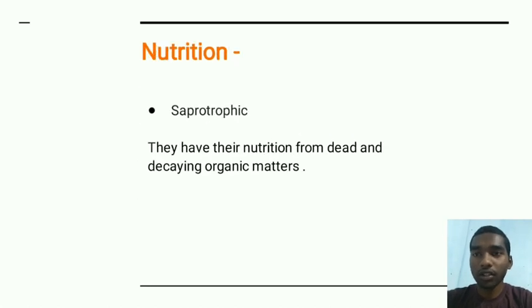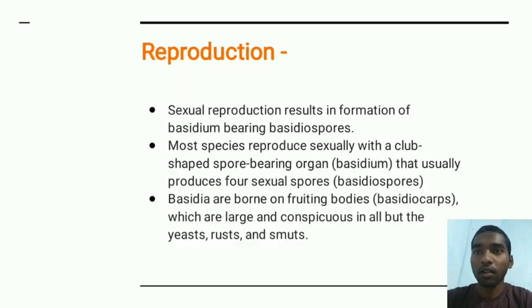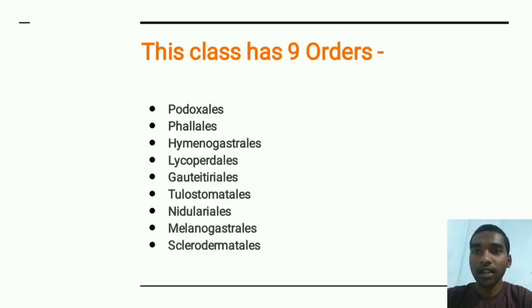The mode of nutrition of Gasteromycetes is saprotrophic for almost all the species. The mode of reproduction is sexual reproduction, which results in the formation of basidia bearing the basidiospores. These basidia are borne on fruiting bodies, basidiocarps, which are large and conspicuous in all but the yeasts, rusts, and smuts. This class Gasteromycetes has 9 orders, namely Podaxales, Phallales, Hymenogastrales, Lycoperdales, Geastrales, Tulostomatales, Nidulariales, Melanogastrales, and Sclerodermatales.